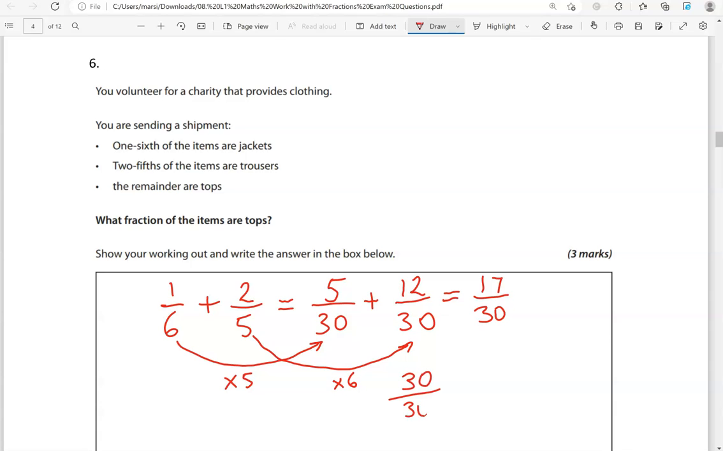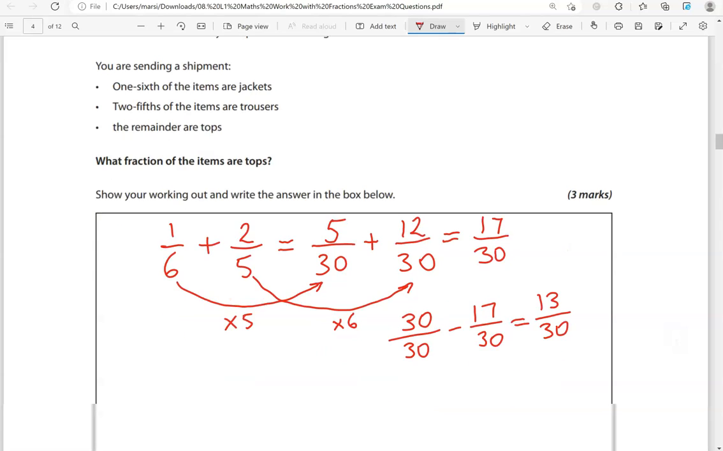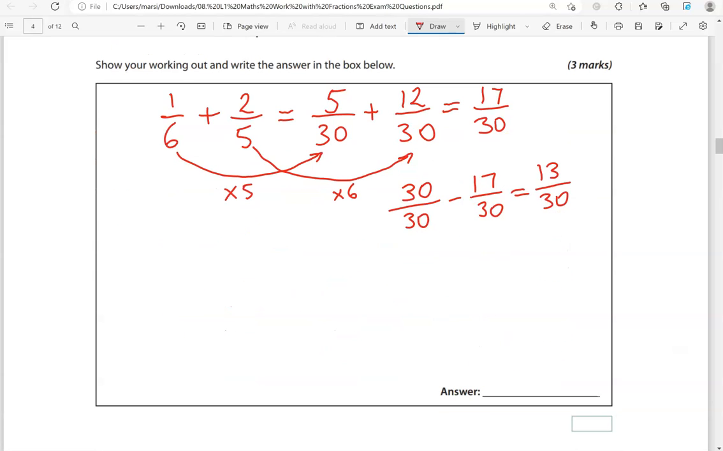Now 30 30ths, that's the whole thing, that's equal to 1. That's all the clothing. If you take away 17 30ths, we can work out the remainder. So 30 take away 17 is 13. So that's the fraction we're after.